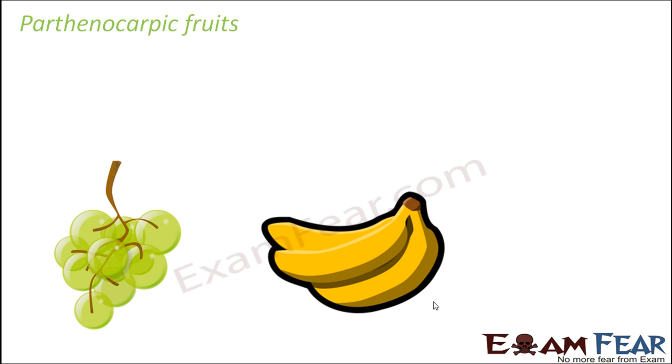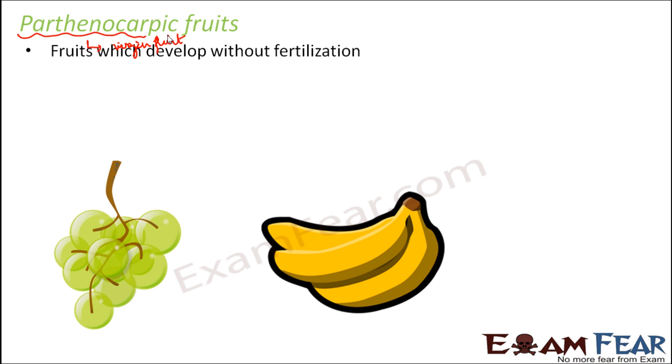So let us see what they are. The word parthenocarpy itself means virgin fruit. That means a fruit which has not undergone sexual interaction. So fruits which develop without fertilization are called parthenocarpic fruits. Now the question is, if fertilization has not happened, then how does the ovary get changed into fruit? Okay, let's have a look at this.